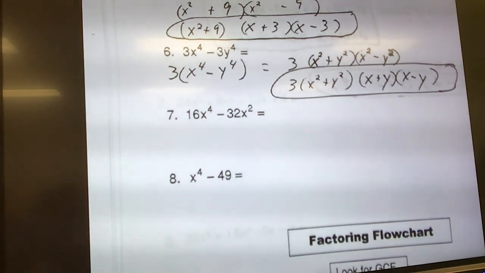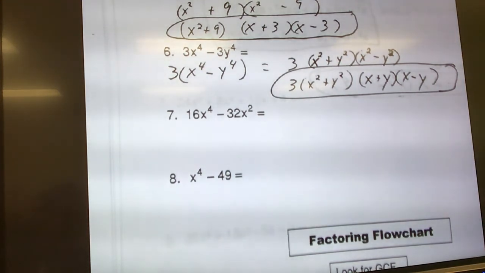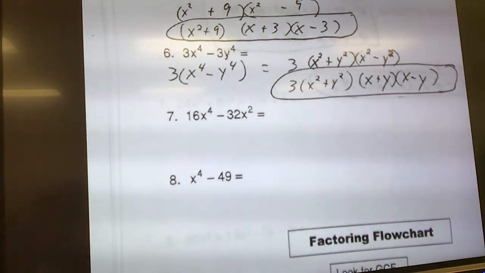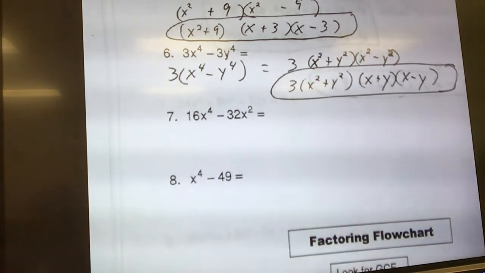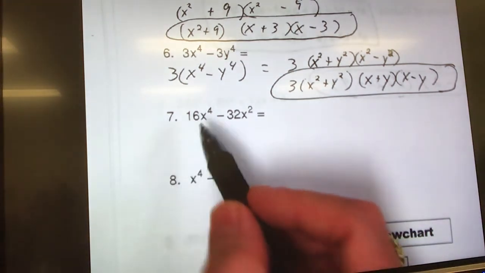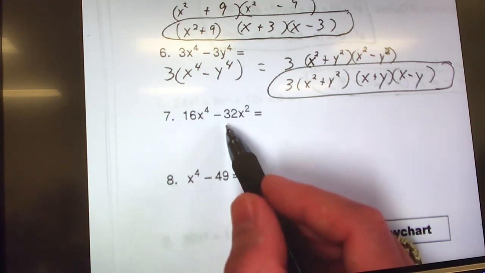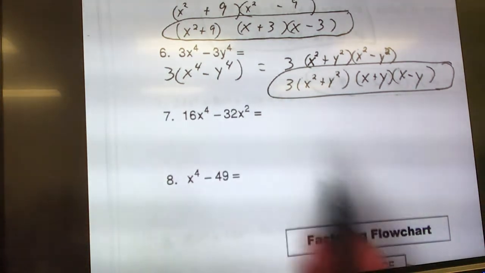Number 16. I look at it and go, is there a square root? First thing we look for is square roots, then we look for cube roots. Square root of 16? Yeah, we can do that. Square root of x to the fourth? Yeah, we can do that. Square root of 32? No. No number times itself is 32. So I go third roots. No, there's no cube roots here.